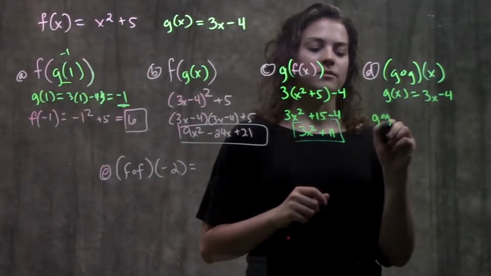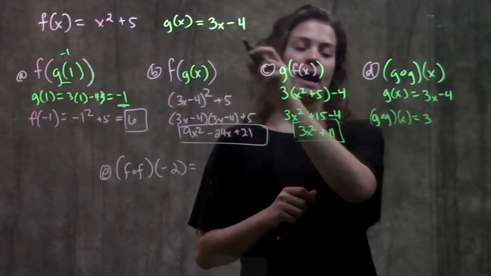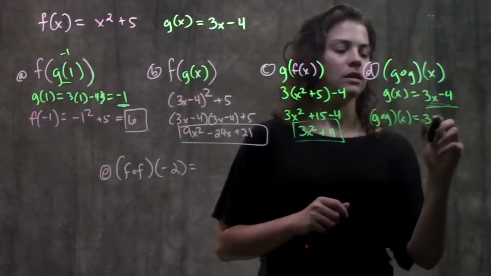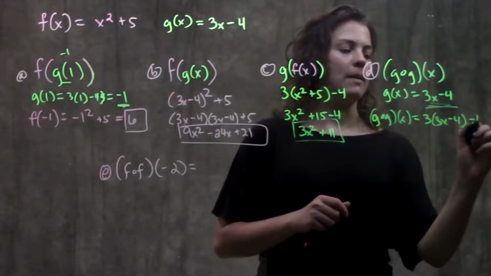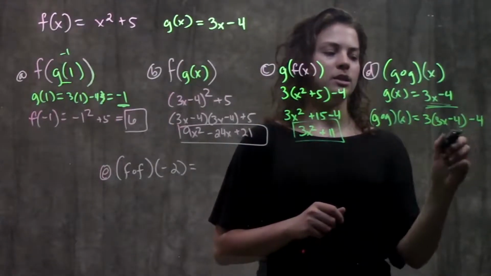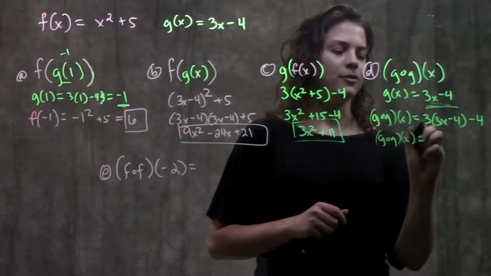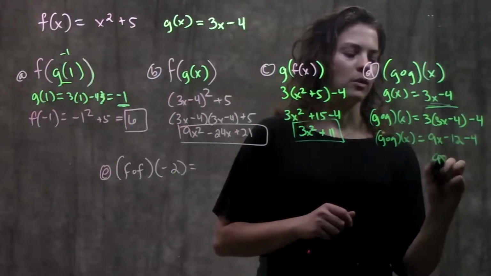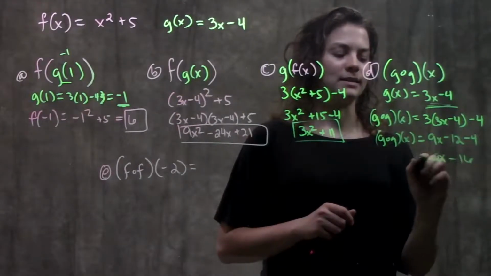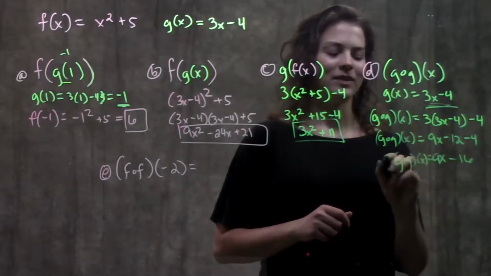So my g of g of x becomes 3, and instead of an x, I'm going to put this function here: 3 times 3x minus 4, and then minus 4 for my g function. And simplifying this out a little bit, I get 3 times 3x is 9x minus 12 minus 4, which simplifies to 9x minus 16 is my g of g of x.